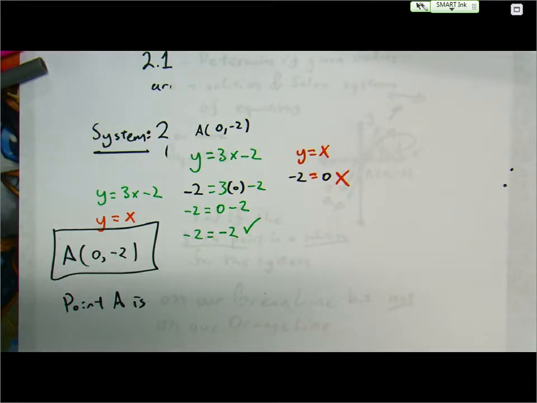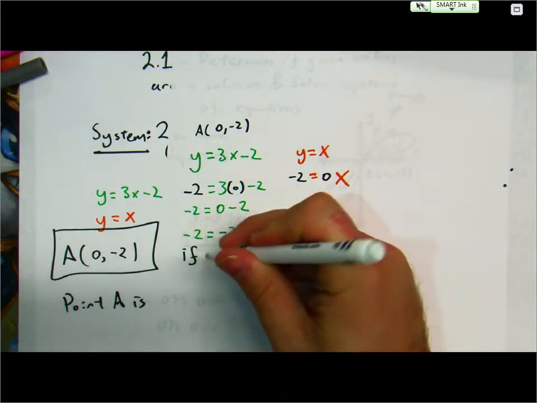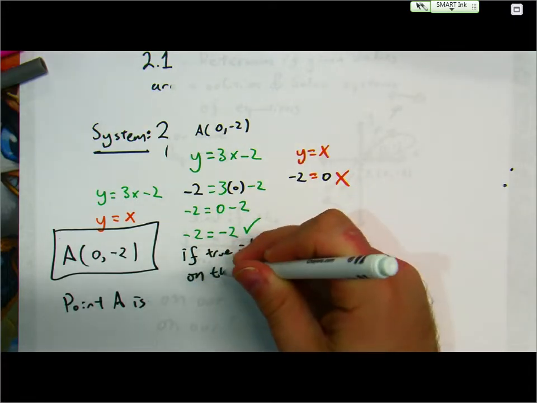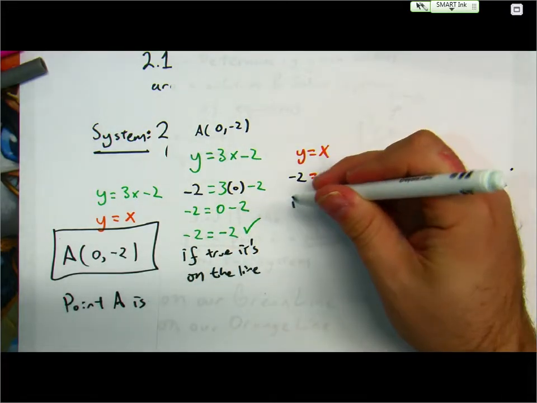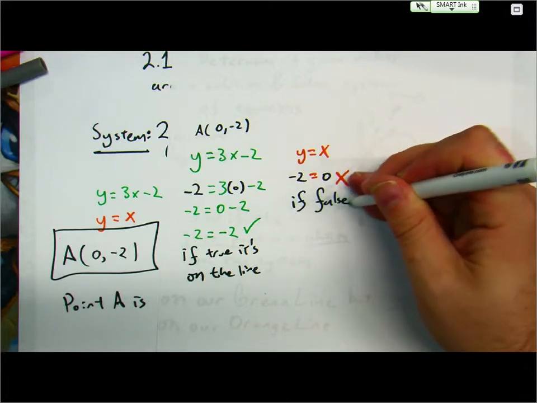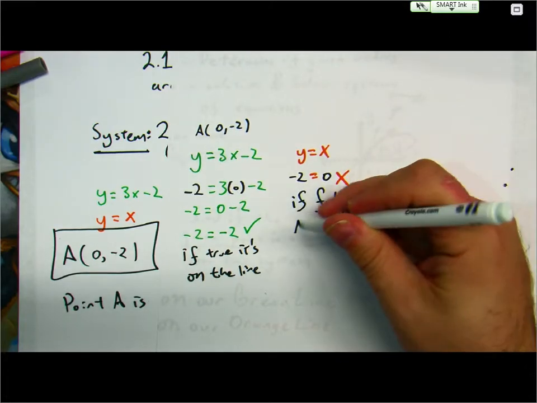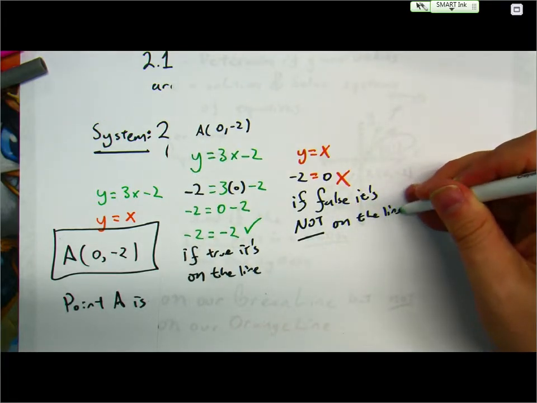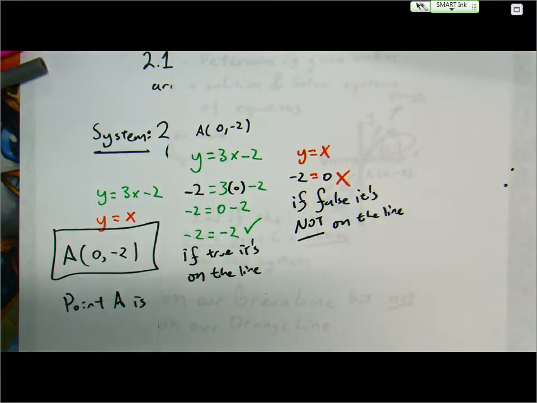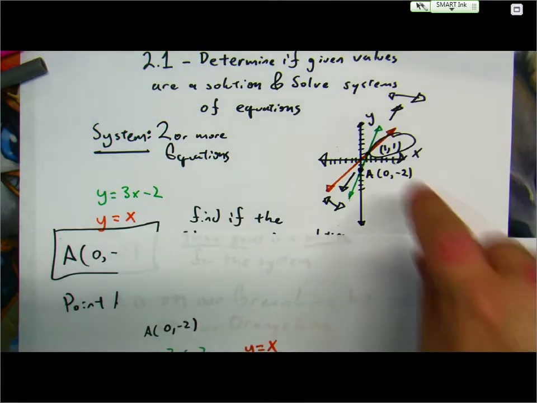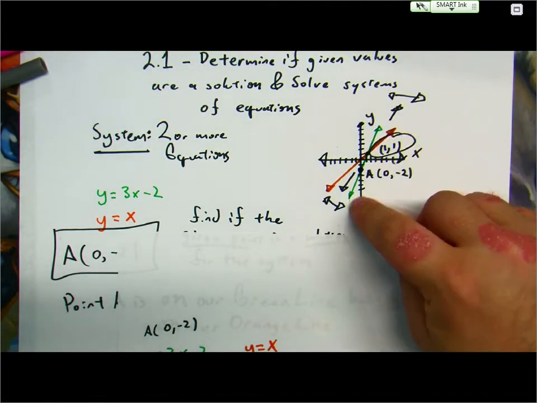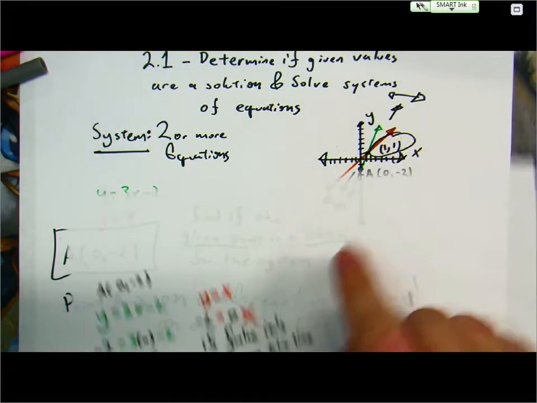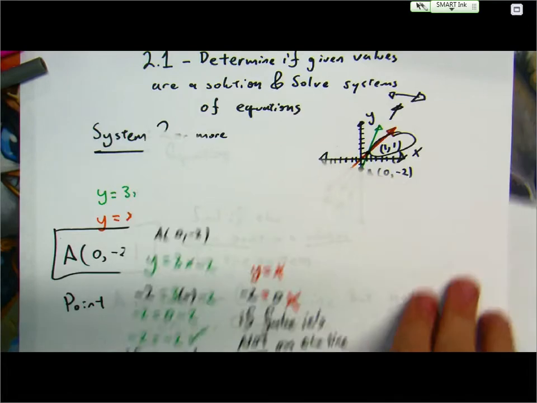Right? If it's true, it's on the line. If false, it's not on the line. Right? And sure enough, when we look at our image, we see that it is on the green line. It is not on the orange line.